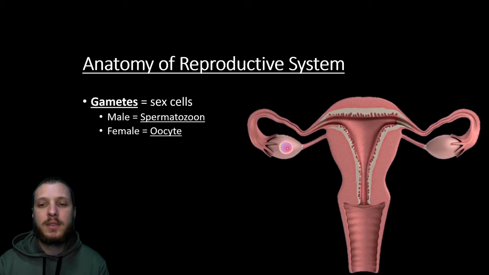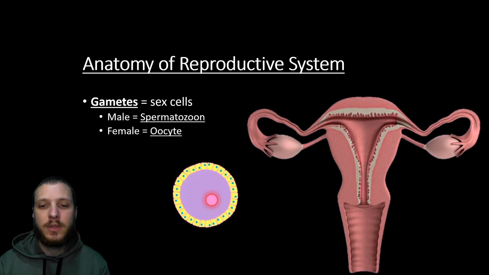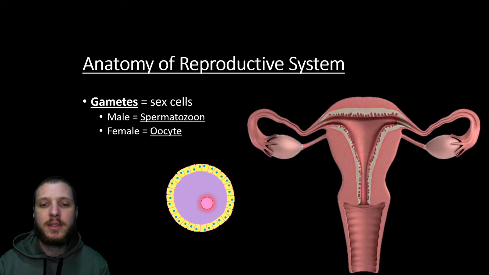Whereas with the females, the sex cell or the gamete produced in the ovaries is going to be the oocyte. Here we can zoom in and see. Comparatively, the egg is going to be the largest cell in the body, where the sperm is going to be the smallest cell in the body.